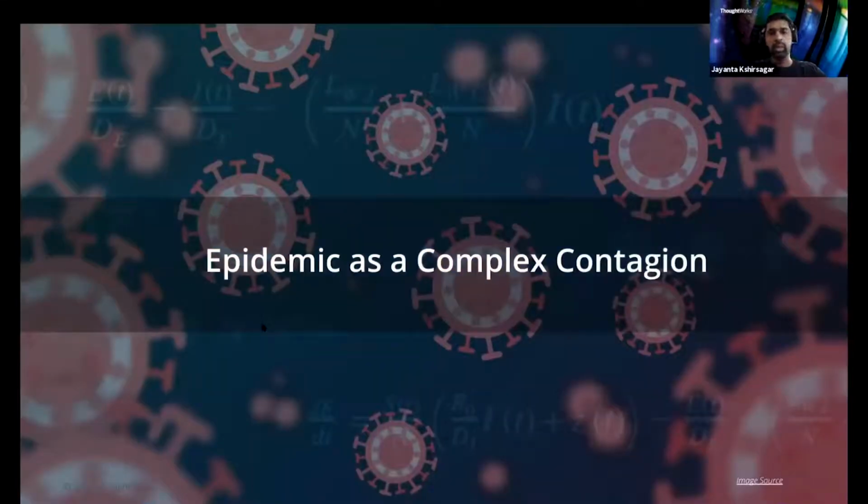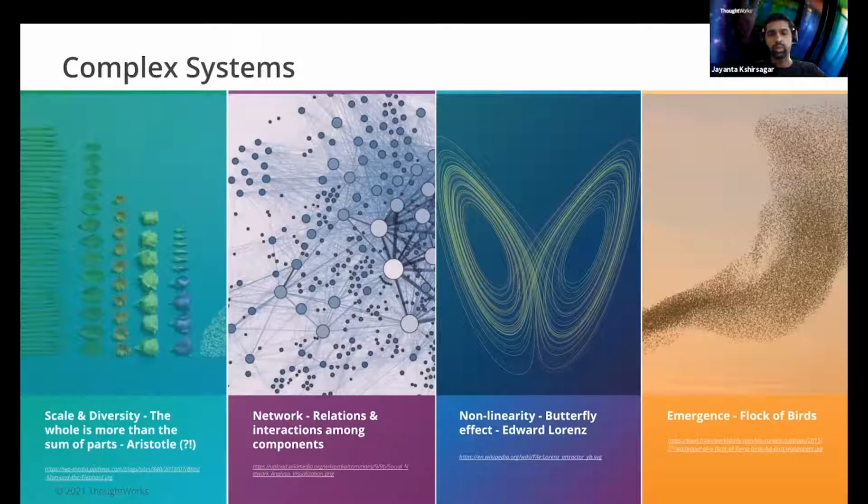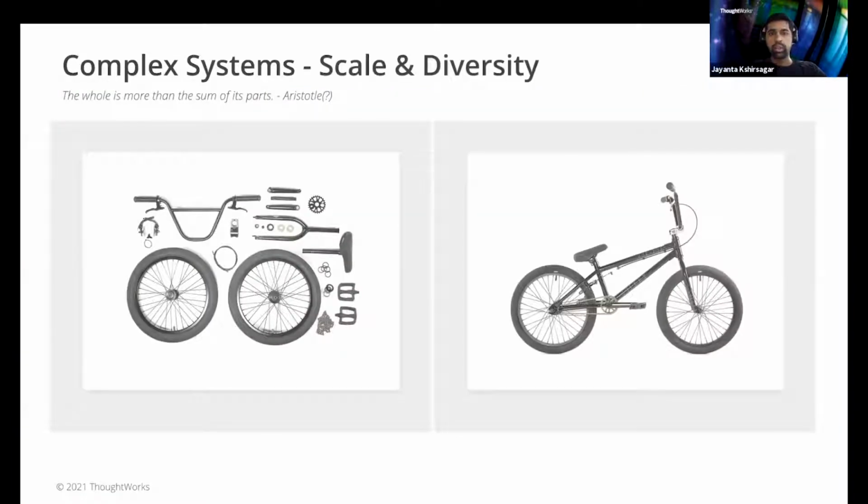Basically, an epidemic is a complex contagion. When I say it's a complex phenomenon, let me briefly talk about what a complex system is, and then let's see how an epidemic becomes complex to understand. Any complex system has majorly four different characteristics. The quote has been famously attributed to Aristotle, but we are not sure who came up with it. It says the whole is more than the sum of its parts.